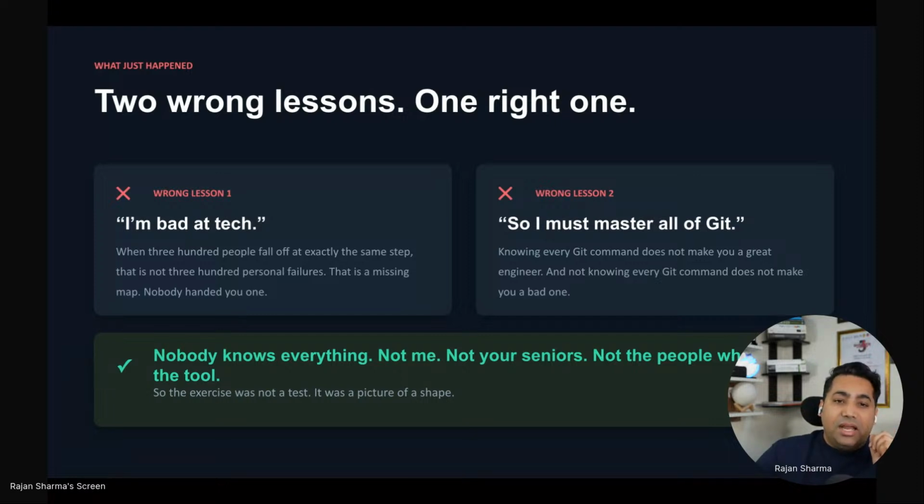Now, I need to be very careful here because there are two conclusions you could draw from this, and both can be wrong, or I would say both of them are wrong. The wrong conclusion number one is: I am bad at tech. Yeah, this is something I would say is a hallucination everybody has. Why? Let me explain.